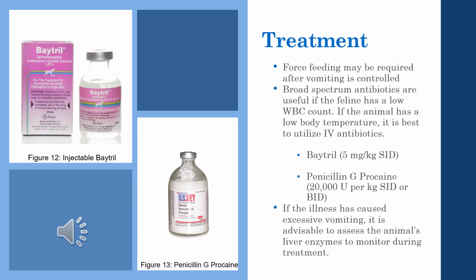Continued treatment for these cases may include force feeding after the vomiting is controlled. The use of broad-spectrum antibiotics can be dependent on each case, but they should be able to penetrate the GI tract to cover any E. coli pathogens that are perpetuating any infection. If this illness has caused excessive vomiting, it is usually advisable to assess the animal's liver enzymes to monitor during this treatment.